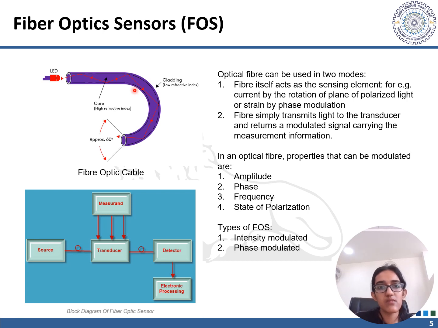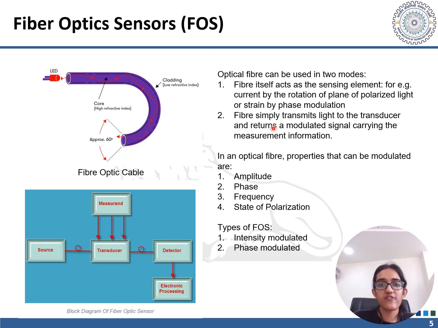So now, how can we use this as a sensor? Optical fiber can be used in two modes. One is where the fiber itself acts as a sensing element. For example, we can measure current by the rotation of the plane of polarized light, or we can measure strain by phase modulation. Basically, the light traveling through the fiber has different properties. Here, light is considered to act as an electromagnetic wave, and changes in these different properties can be detected, and therefore it acts as a sensor.